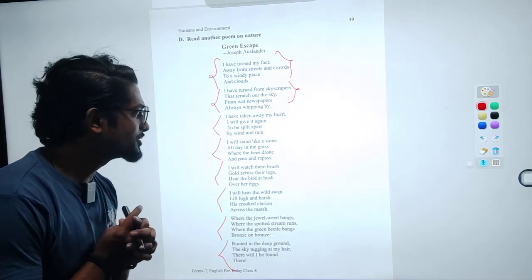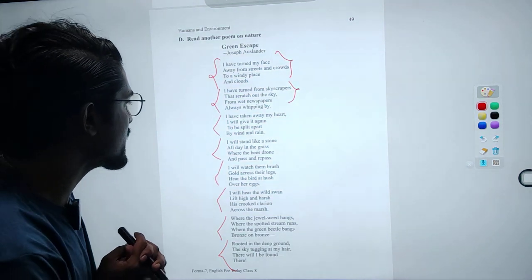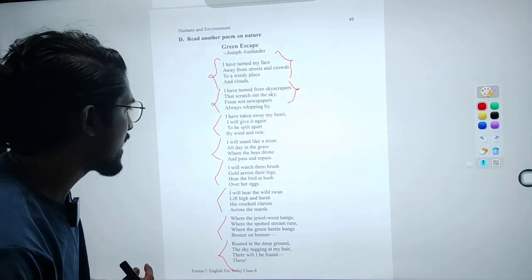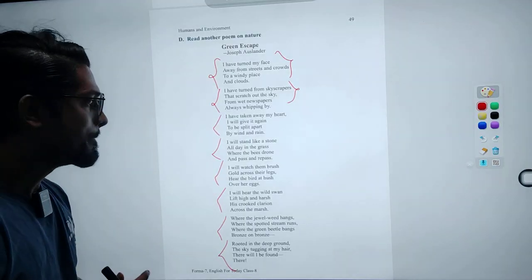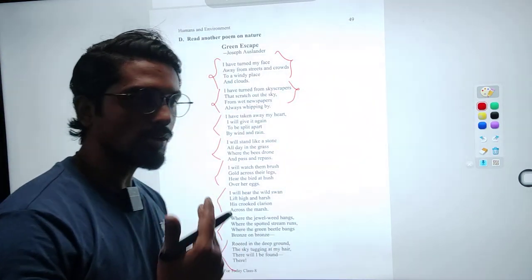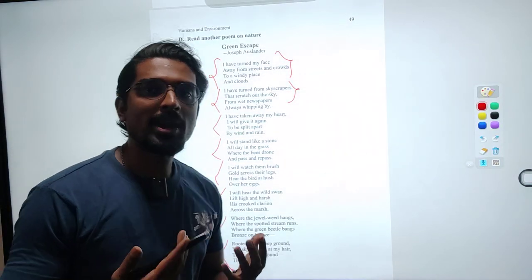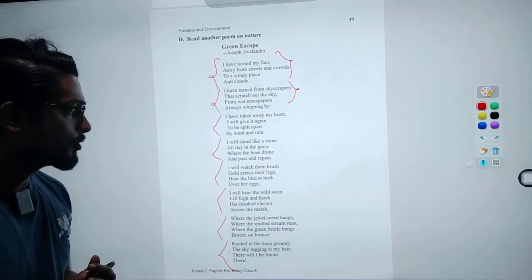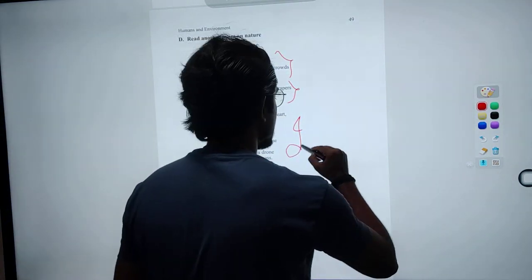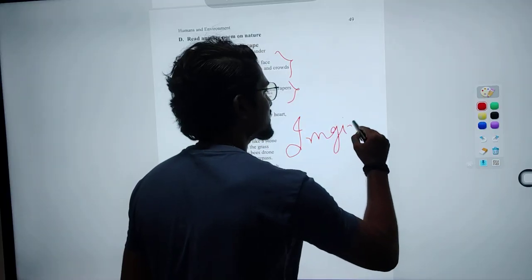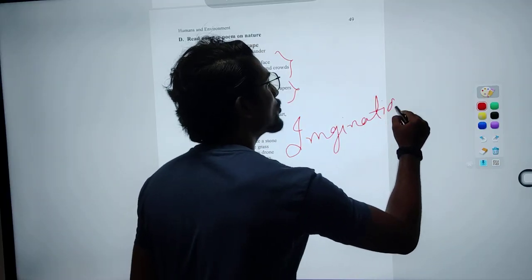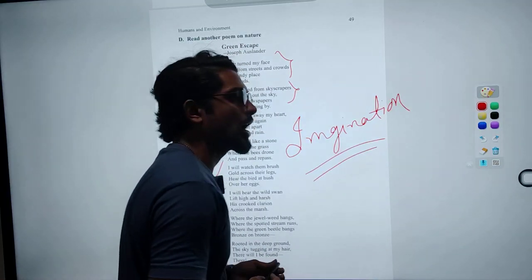I will stand like a stone all in the grass where the bees drone and pass and repass. Bees এবং drone অর্থাৎ মৌমাছি, স্ত্রী মৌমাছি, সে স্টোনের মতোই দাঁড়িয়ে থাকবে। These all are imaginations, exaggeration and emotions. I hope you got it.